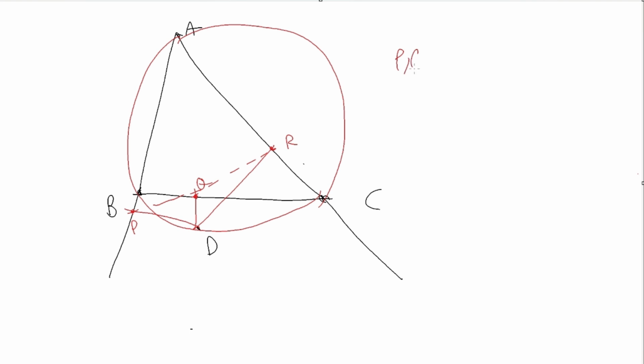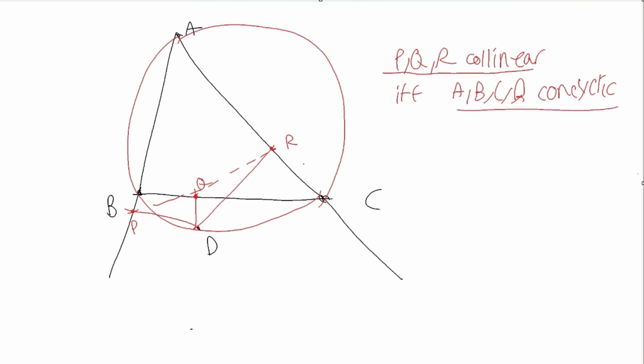So P, Q, R are collinear. They all lie in the same line, if and only if A, B, C, and D are concyclic. And this is very, very powerful. In fact, the line connecting P, Q, and R, if they are concyclic, is known as the Simpson line.